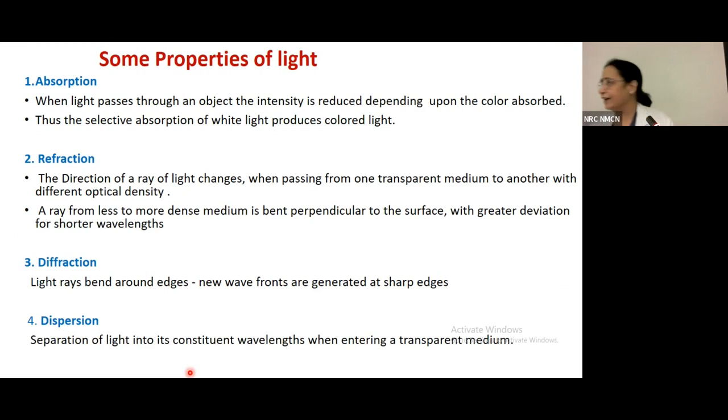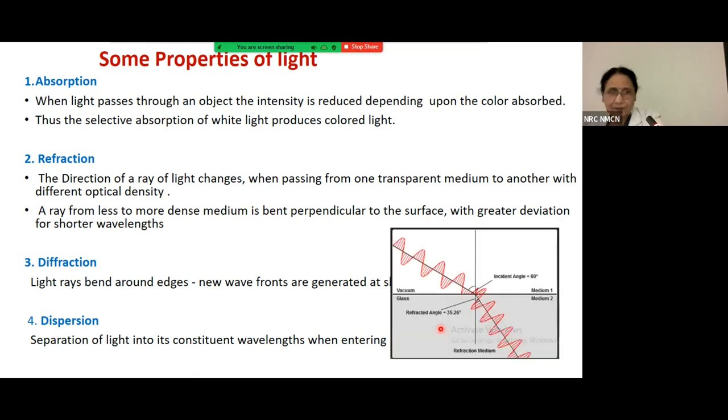Now coming to some properties of light, this is all physics. First is absorption. When light passes through an object, its intensity is reduced depending upon which color is absorbed. Thus, the selective absorption of white light produces colored light. Then the second property is refraction. The direction of a ray of light changes when it passes from one transparent medium to another with different optical densities. So a ray from a less dense to a denser medium is bent perpendicular, and there is greater deviation with the shorter wavelength of light.